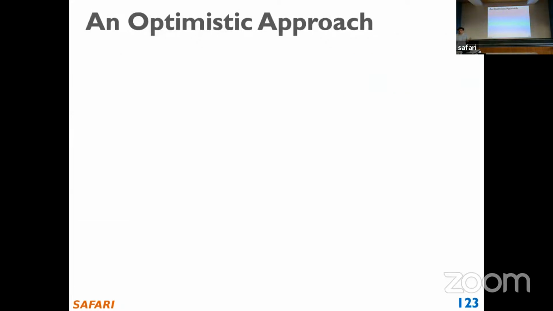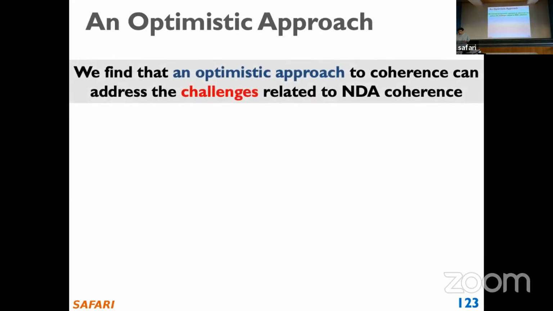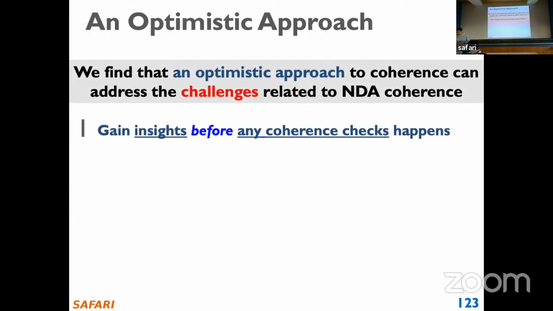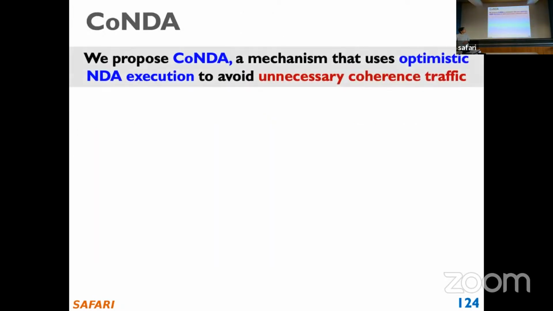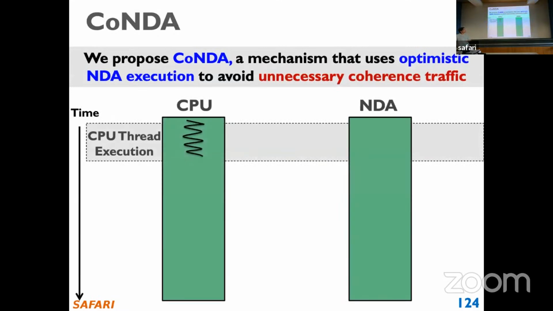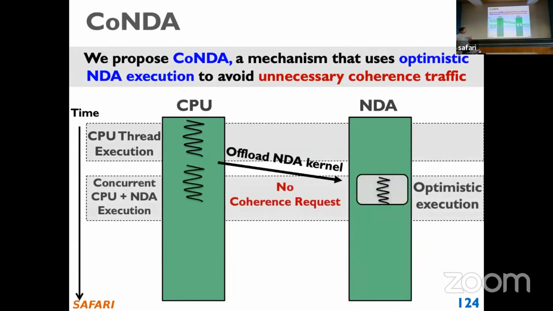The idea of CoNDA and the idea of LazyPIM is an optimistic approach. In this optimistic approach, there are some challenges related to NDA coherence, but the first thing is to gain insights before any coherence check happens. Second, perform only the necessary coherence requests. Because it's optimistic, what CoNDA basically proposes is to compute on both sides, expecting that everything will go well, and then check if things really went well or not.